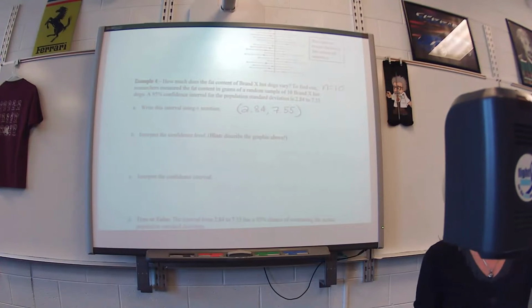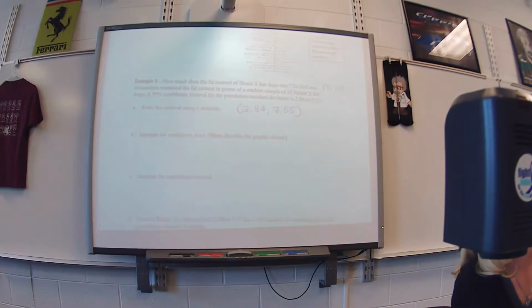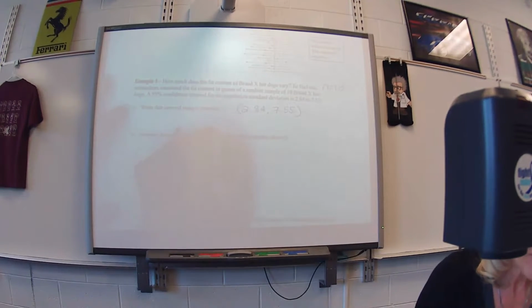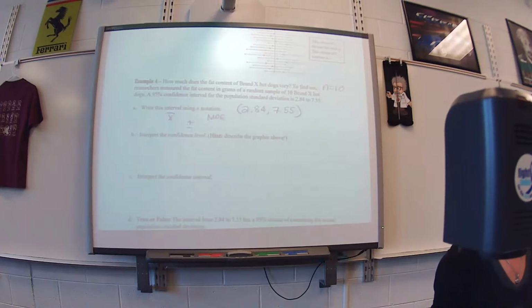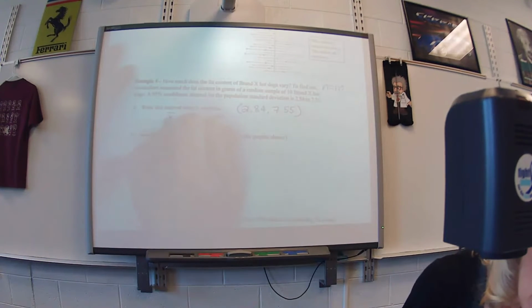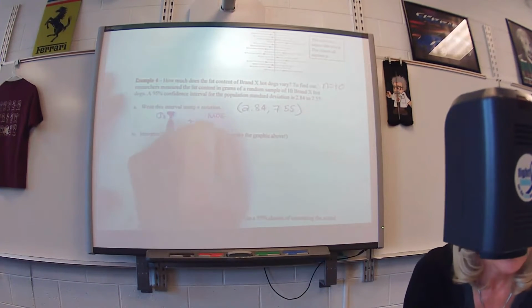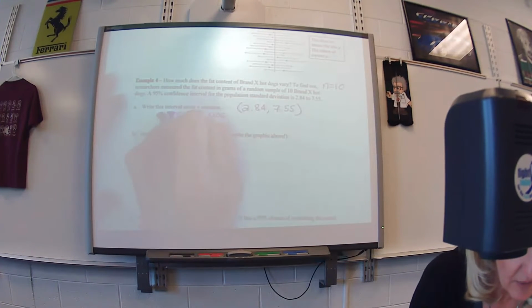All right, so the first thing I asked you here is, could you go in reverse? Could you take that interval and tell me what is x bar plus or minus the margin of error? Would you be able to go in reverse? What would your x bar be? Oh no, they're doing population standard deviation here. So we're doing sigma. Let's call that Sx for now.